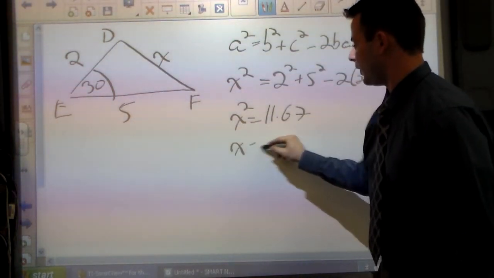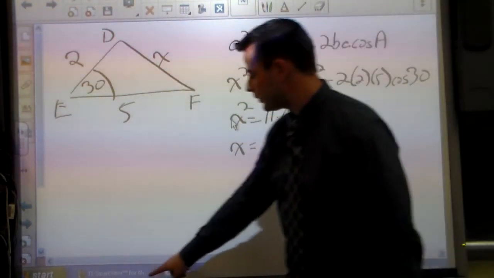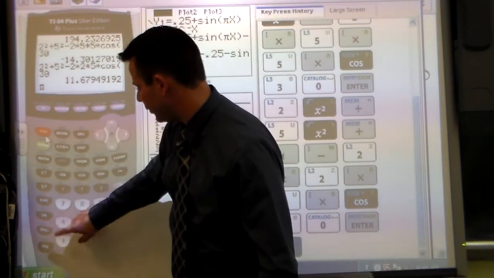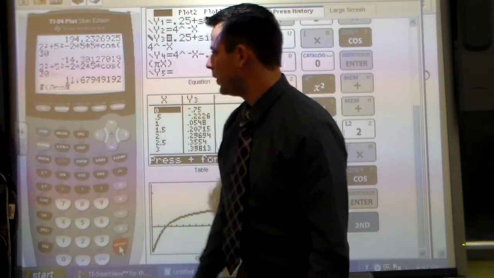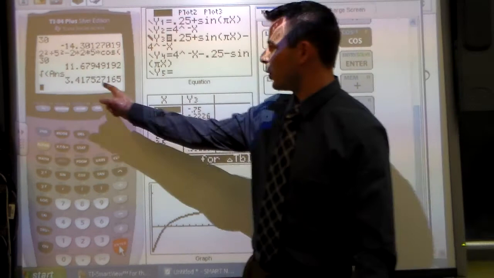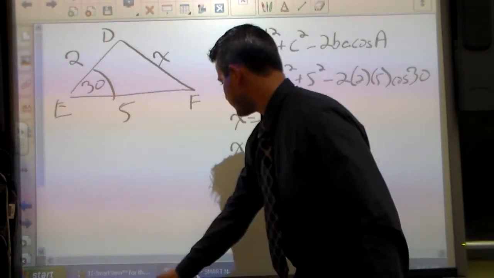11.67. Therefore, x equals, and I'm leaving this decimal on my calculator for rounding purposes. So I'm just going to take the square root of the answer. Second square root, second answer. Not what I wrote down. I'm going to use the answer function with my rounding error. So if we're rounding to the nearest tenth, then we have x equals 3.4.